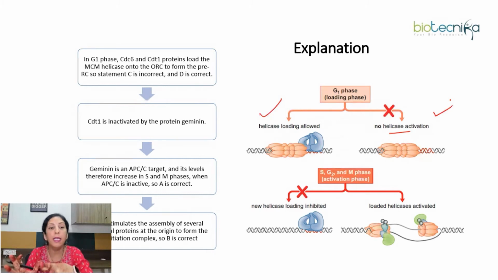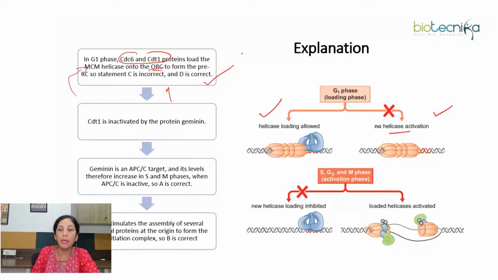Now let me tell you that helicase loading is done with the help of some factors. In general, they are known as licensing factors. Okay, so they are known as CDC6, CDT1. Now CDC6, CDT1 proteins load the MCM helicase to the ORC, origin of recognition complex. That is a complex which helps with the initiation of eukaryotic replication. So statement C is incorrect, because loading is done during G1 phase.